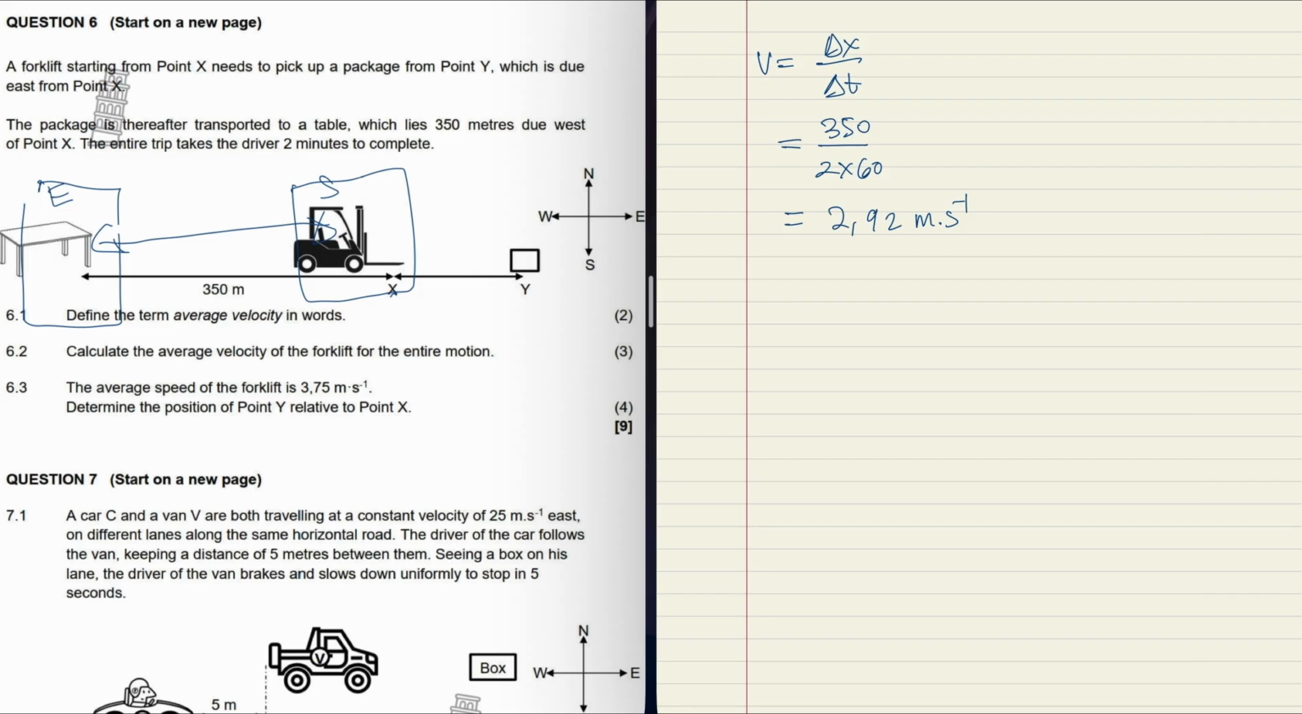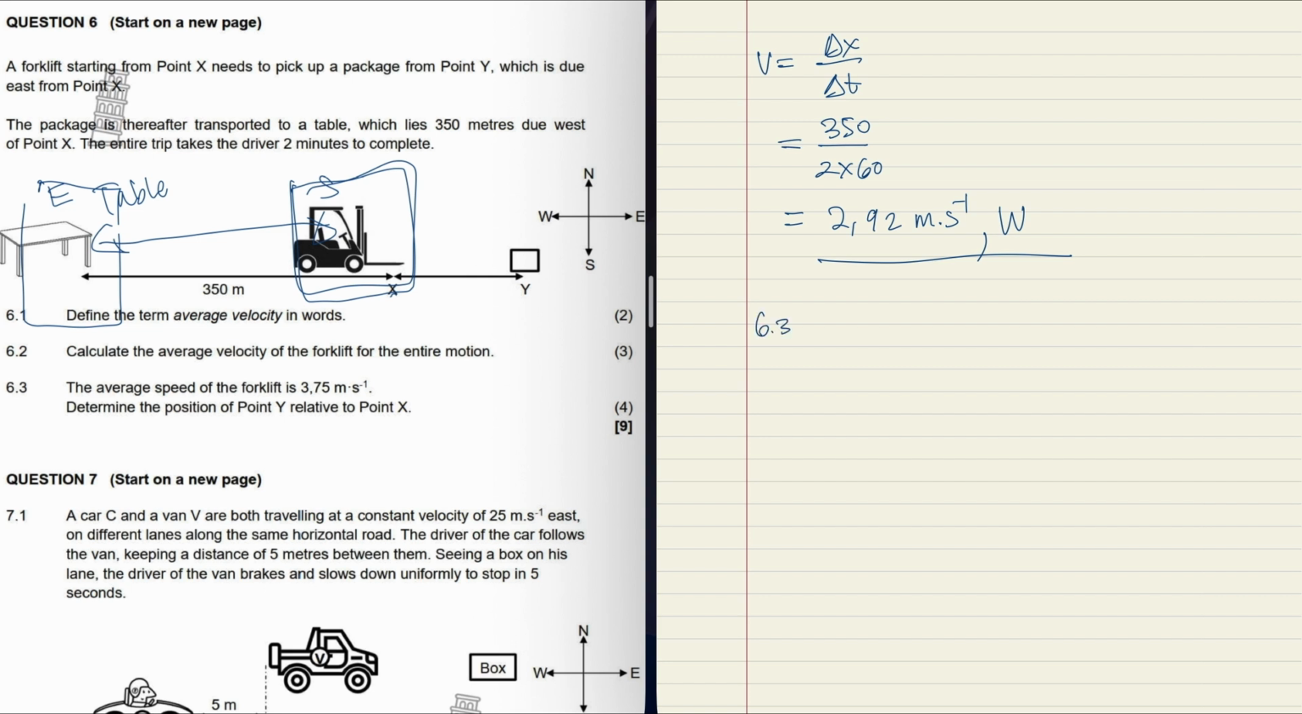Now we need to give a direction because velocity is a vector. So where is the table relative to the starting point? Well, it's west. So the answer is 2.92 meters per second west.